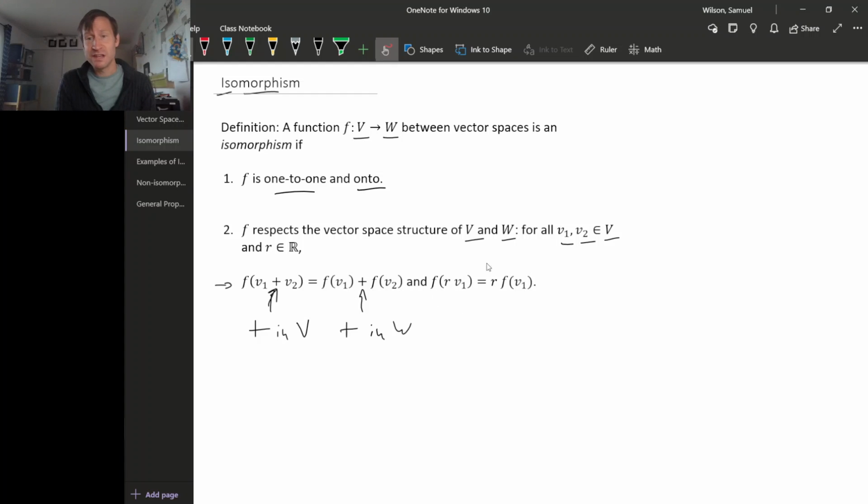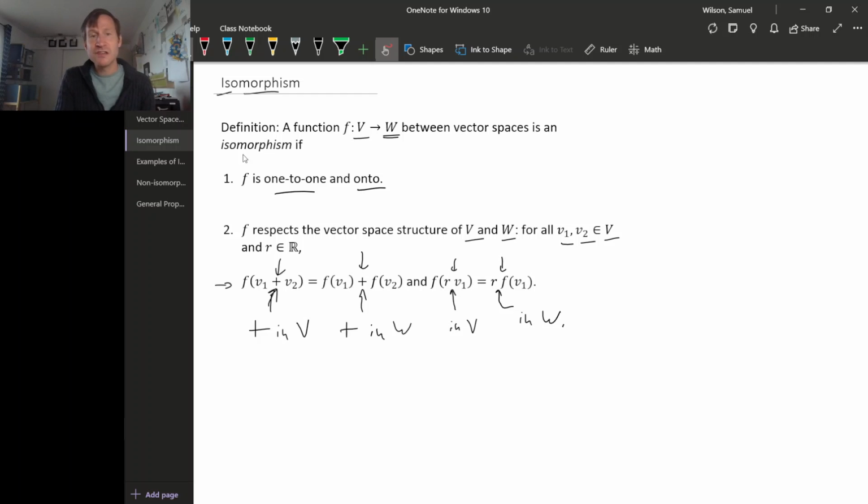And then the corresponding thing for scalar product. So f of (the scalar times v1) has to equal the scalar times f of v1. This scalar product is the scalar product in V, and this scalar product here is the scalar product in W. So again, we're describing the idea that an isomorphism turns not just vectors from V into vectors in W, but it turns operations in V into operations in W.